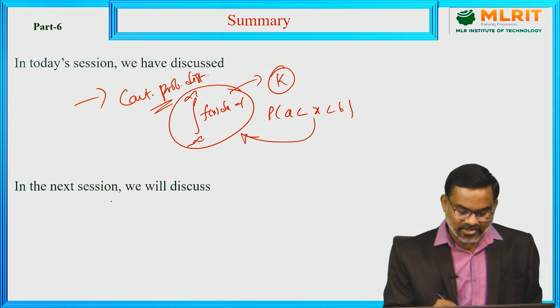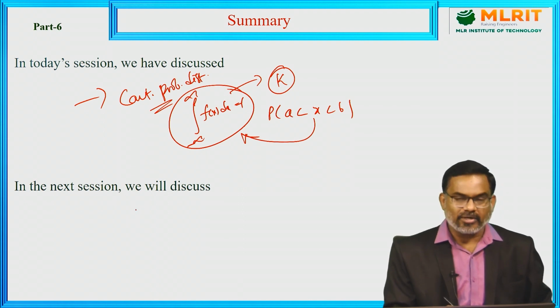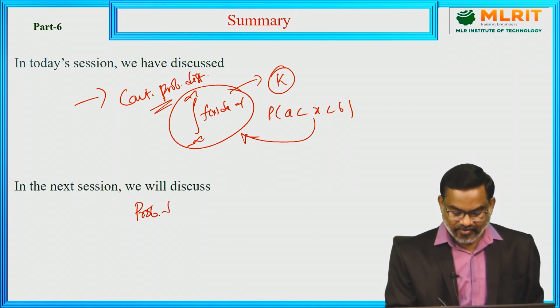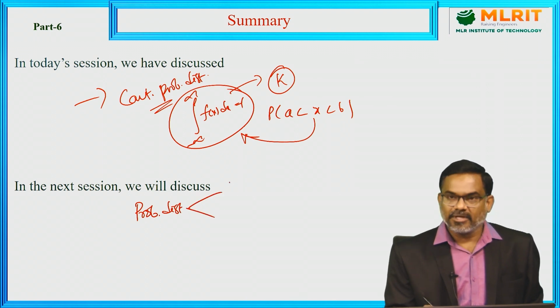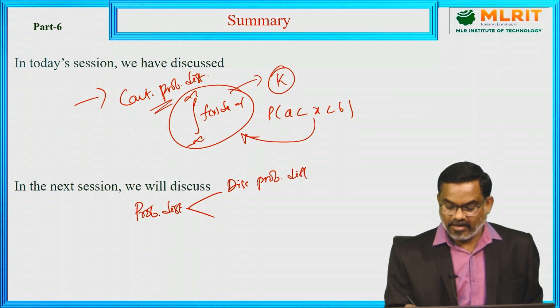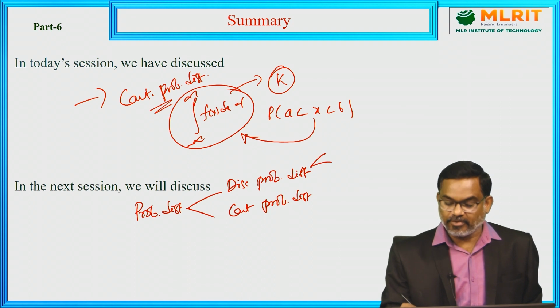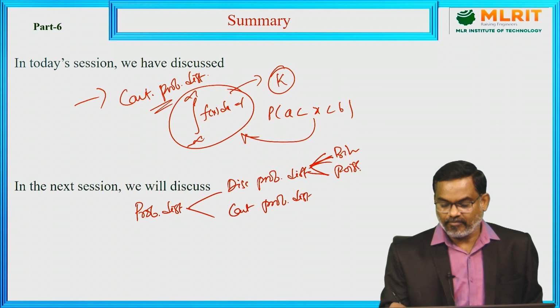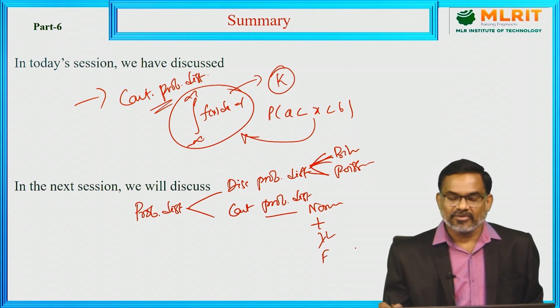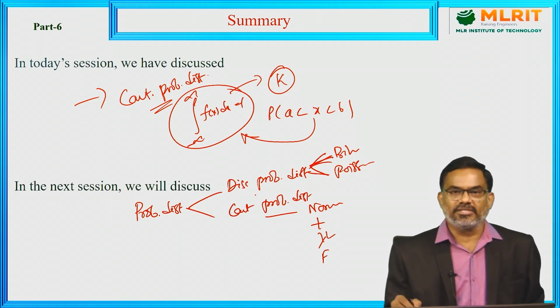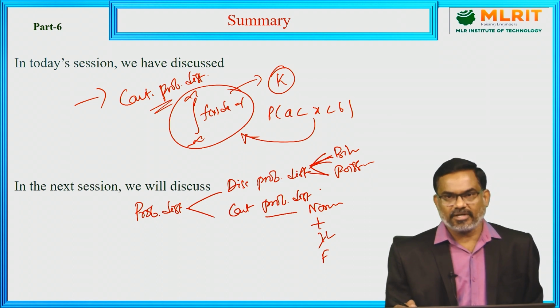And in the next session we will discuss the different probability distributions. There are two types: discrete probability distribution and continuous probability distribution. In discrete probability distribution we have two types of distributions: binomial and Poisson distribution. In continuous, normal distribution, t distribution, chi-square, f, etc. So, in the next session we will discuss these discrete probability distributions and continuous probability distributions.